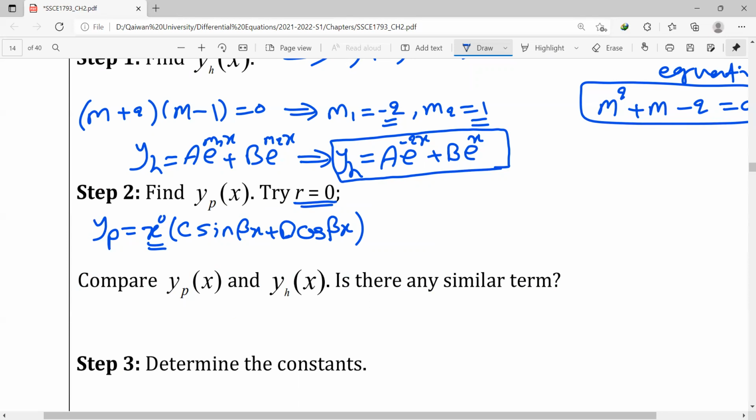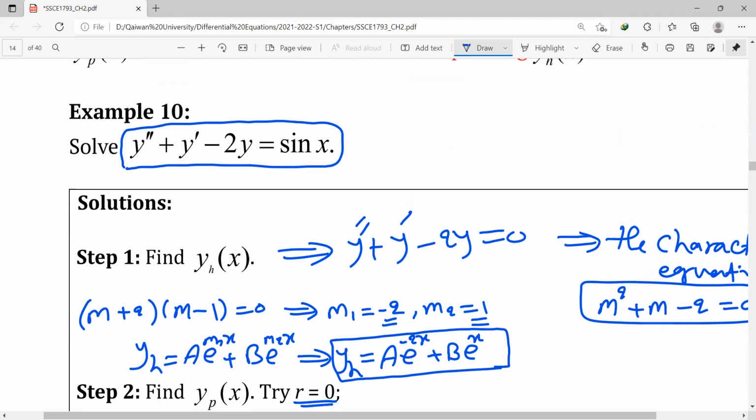Here, for x to the power 0, it's 1. For r to be 0, we just have c sine plus d cosine. So what's beta? Beta x is the angle of the sine or cosine function. Here, beta is 1. Beta is the coefficient of x in the angle.